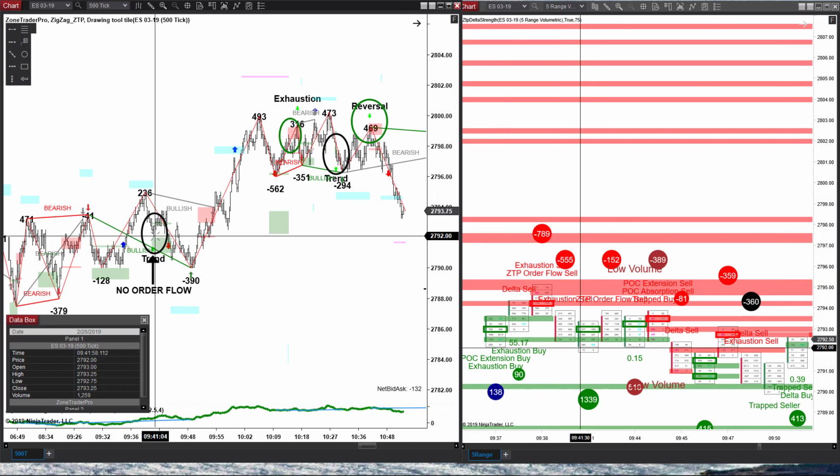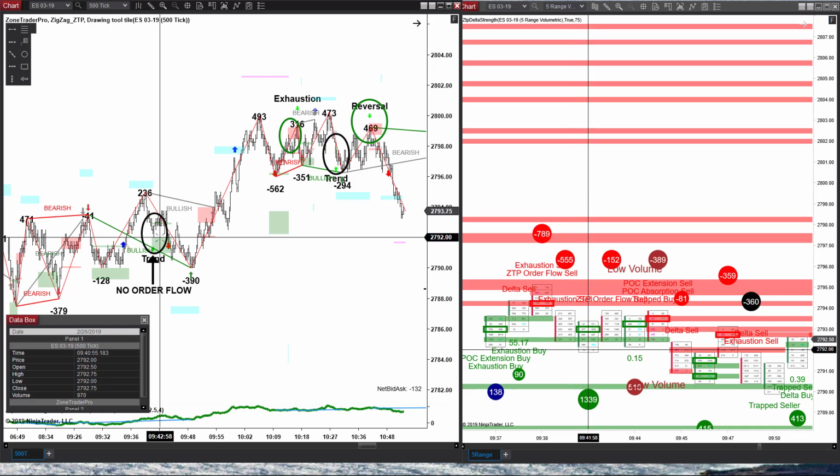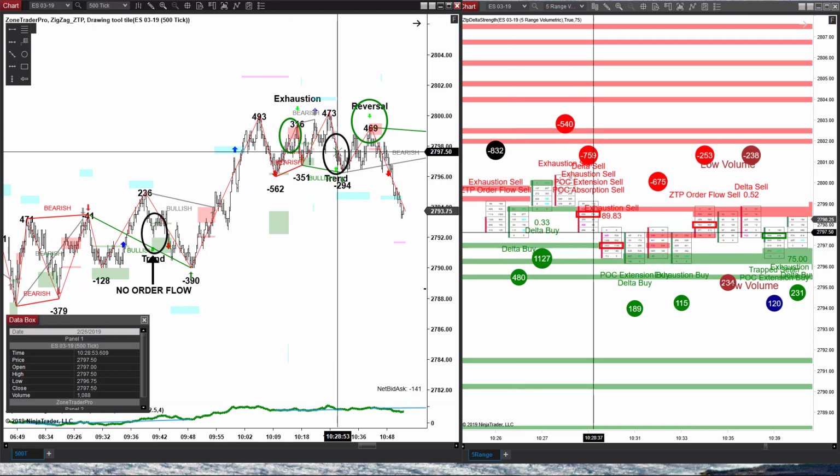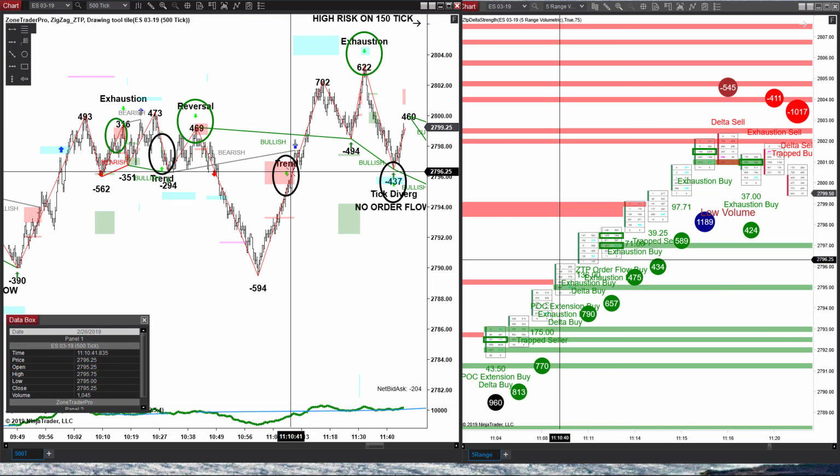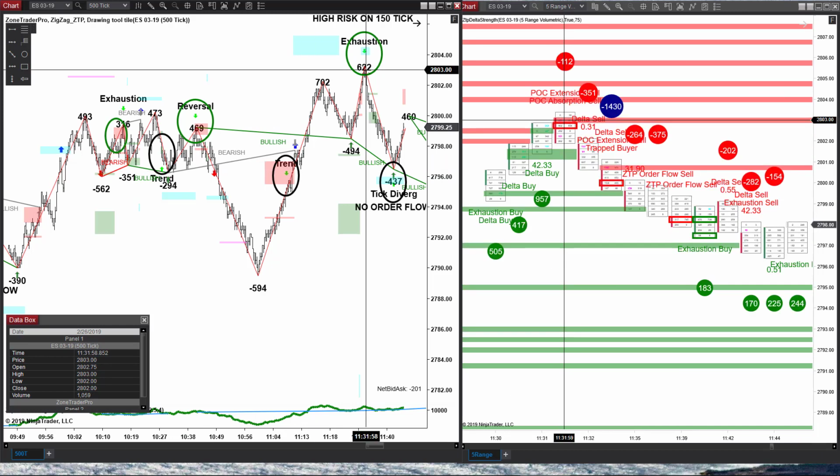For February 26th, we opened the day with the trend trade. However, there was no order flow here. We had an exhaustion pattern here. There was no trend trade here because there was no order flow. And then we had a very successful reversal pattern. There was no trend trade here because there was no order flow. We had a successful exhaustion pattern here.